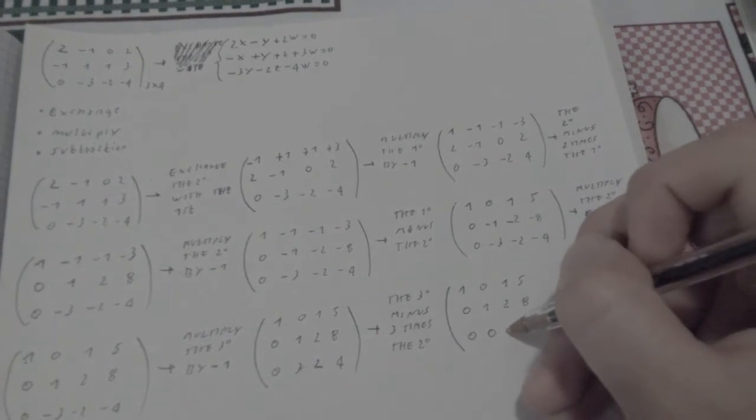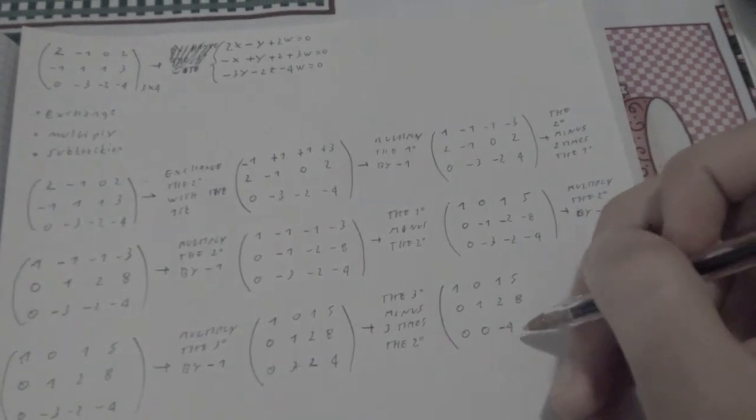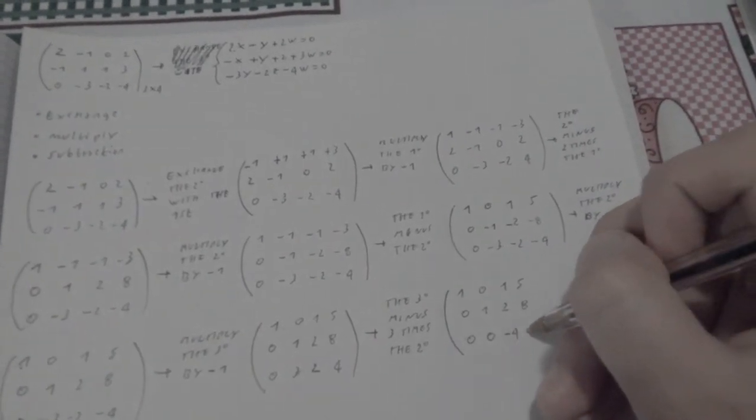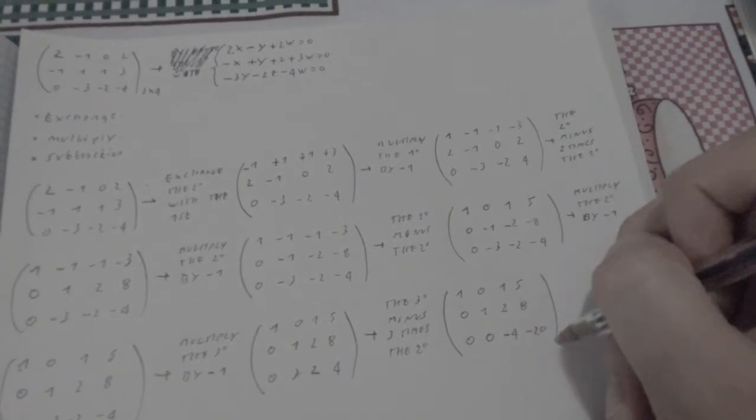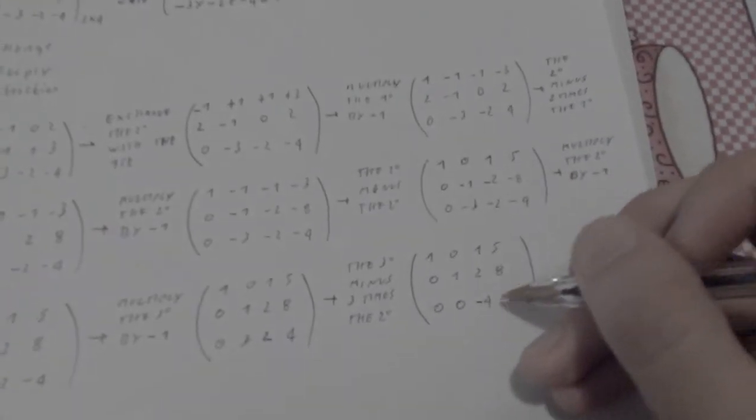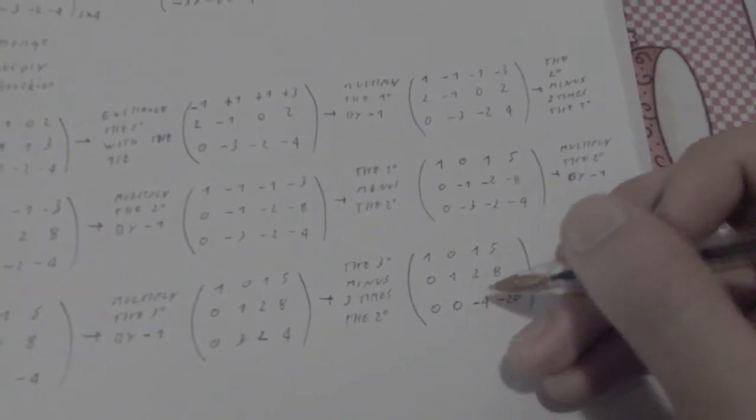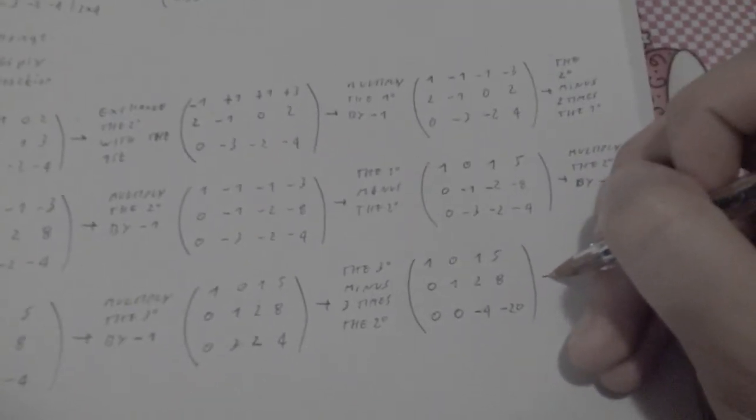Here we're gonna have -4, and here we're gonna be having -20. Okay, we're kinda happy. We just wanna have a one here, just for completeness. So I'm just gonna do something.